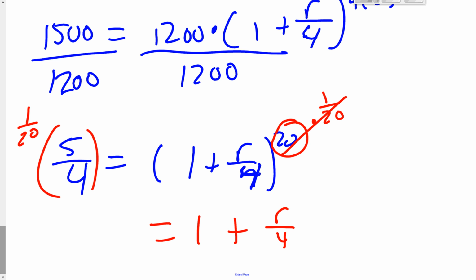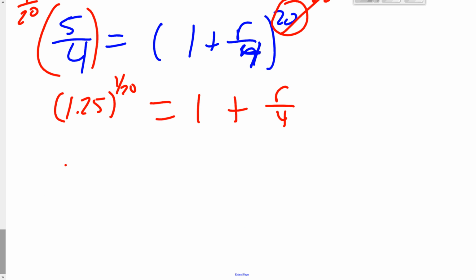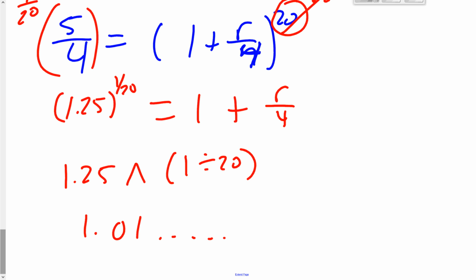Because if I take 5/4, 1.25, and raise that to the 1/20th, which you can do on your calculator by just taking 1.25 and hitting the hat button and hitting 1 divided by 20, that will give you your answer. And it's 1.01 blah blah blah. So I don't want to erase that number, right? I want to keep that number in there, and that equals 1 plus R over 4.